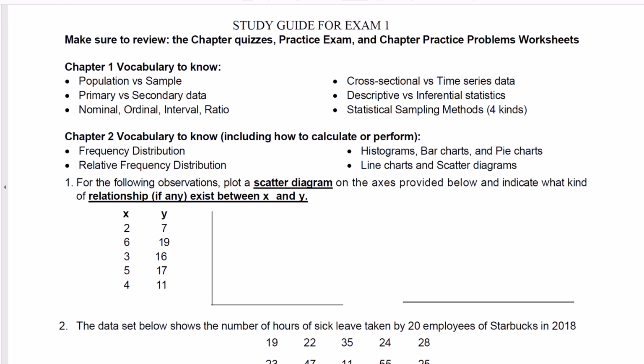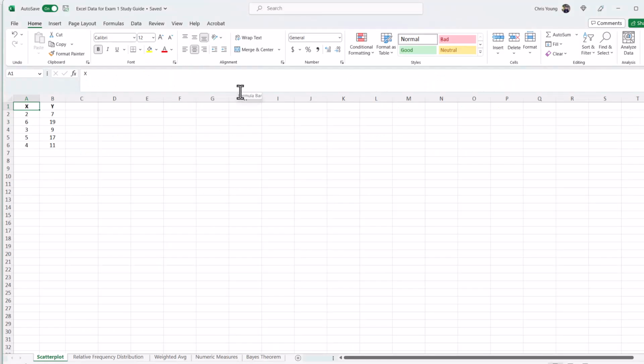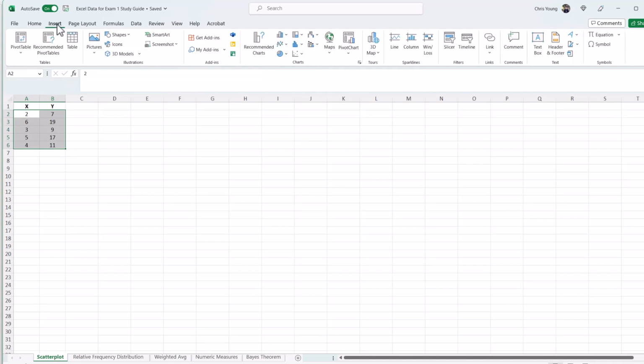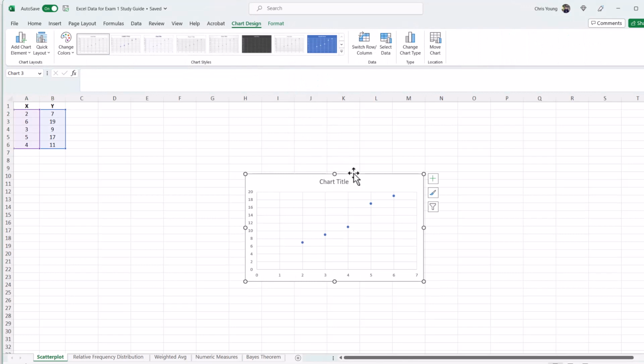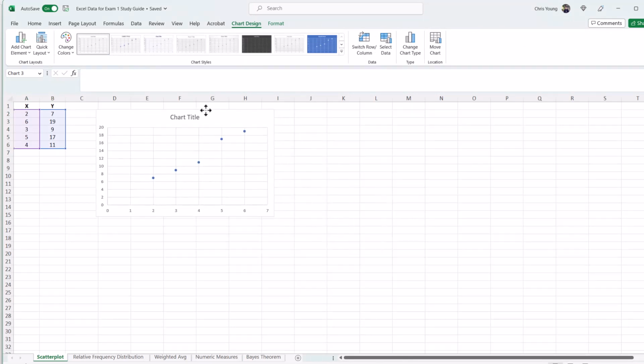So I'm going to go ahead and go over to Excel, and here is that data from the study guide. And so to create a scatter plot in Excel, it's actually quite easy. We're just going to highlight our numbers here, and then I'm going to go to my insert ribbon on the top, and I'm going to select scatter plot. So I'm going to do the top left option.